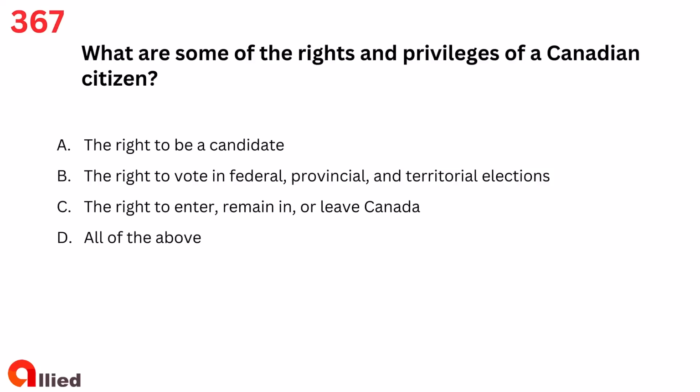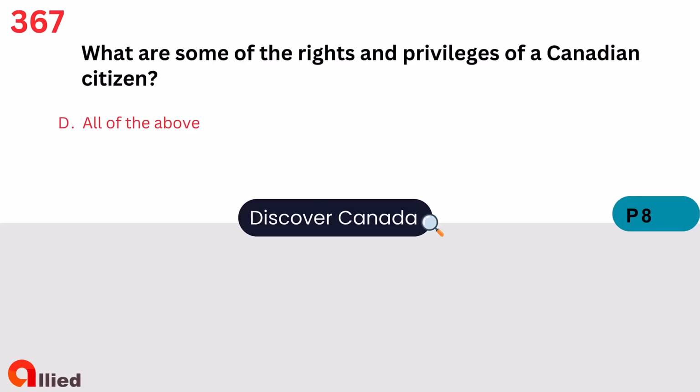Question 367. What are some of the rights and privileges of a Canadian citizen? A. The right to be a candidate. B. The right to vote in federal, provincial, and territorial elections. C. The right to enter, remain in, or leave Canada. D. All of the above. The answer is D. All of the above.